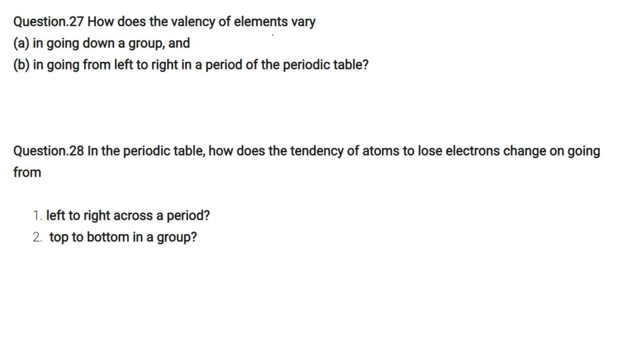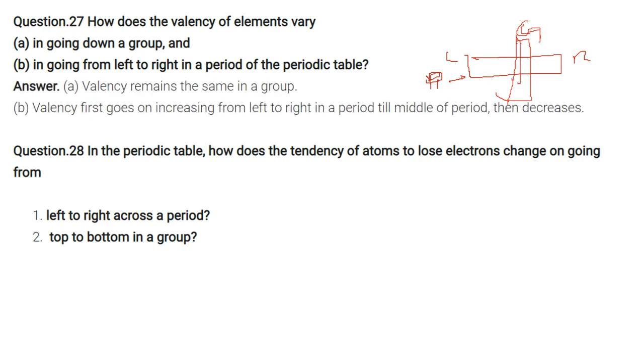How does the valency of elements vary in going down the group and in going from left to right in a period of the periodic table? We have to find here left to right, and like this. This is a group and this is a period. P for period, G for group. So the answer is valency remains the same in a group, and valency first increases from left to right till 4 and then again reduces. So like this: 1, 2, 3, 4, and then it again drops down to 3, 2, 1, 0, like this.